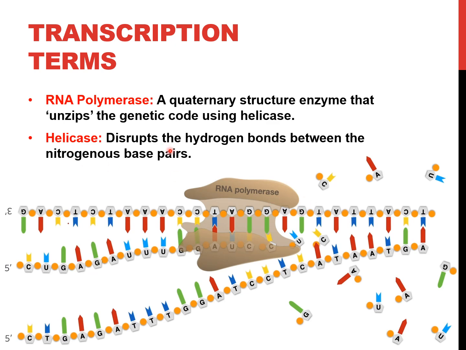Awesome, and then lastly, we have helicase as well, which disrupts the hydrogen bonds between the nitrogenous base pairs. That essentially runs through with the RNA polymerase. Okay, and again, it ends with A, so it's another enzyme, but it's not shown in this image.